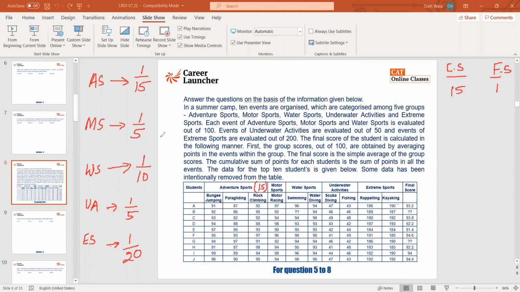In motor sports it is the same. This is just the inverse. Motor sports, if you give 5, your final score will go up by 1. Water sports, if you give 10 points, your final score will go up by 1. Underwater activities, you give 5. Here if you give 20, your final score will go up by 1. So this is our basics. Now let's try to go with the questions.